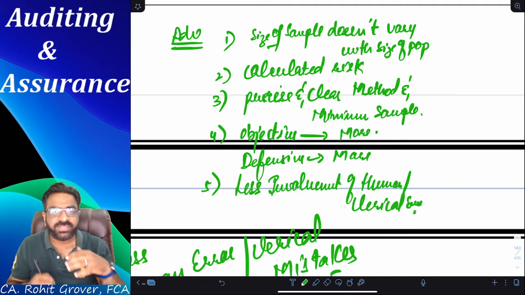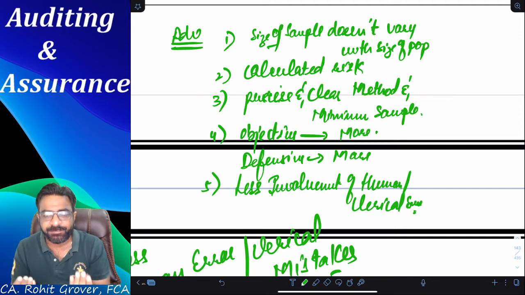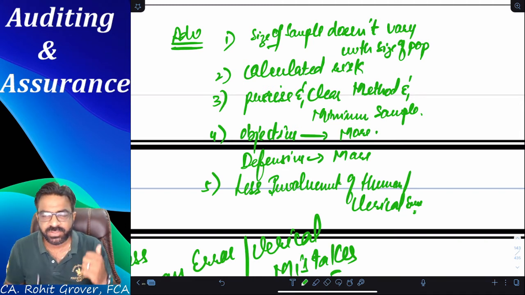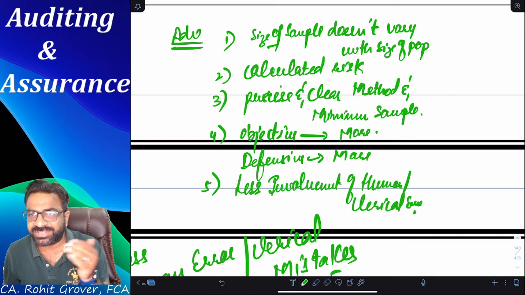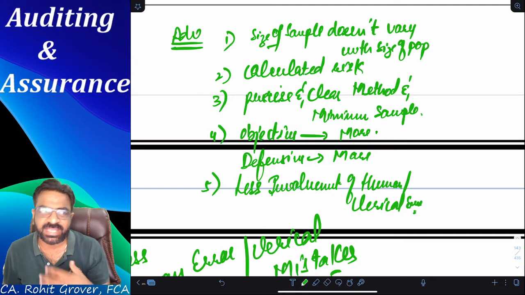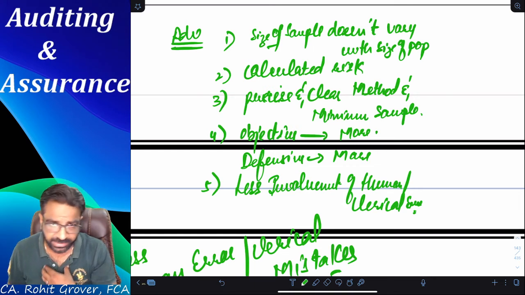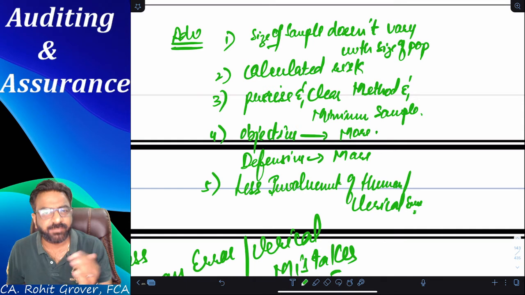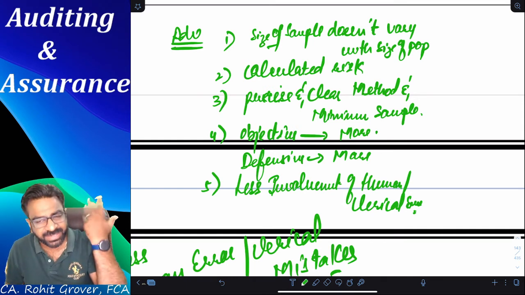More objective means less impartial and less unbiased. Because if it is a non-statistical sampling, we may increase or decrease the sample size as per my suitability or as per my requirement. So I may become partial, I may become biased. So in that case, I'll be less objective.